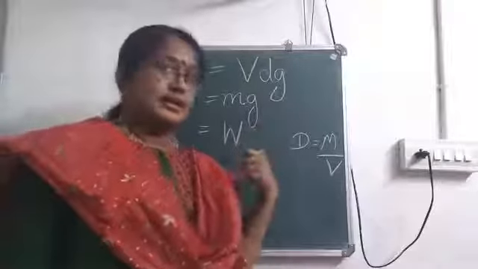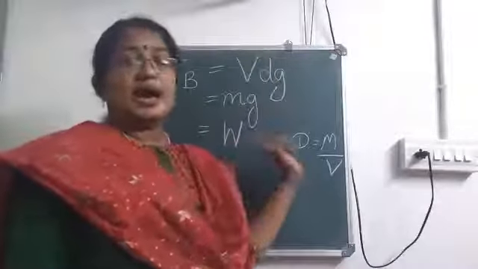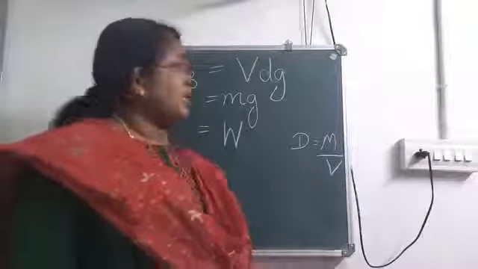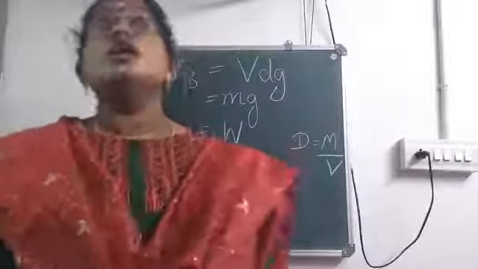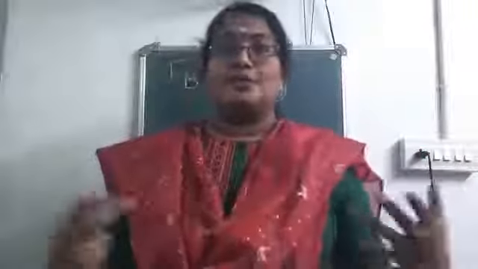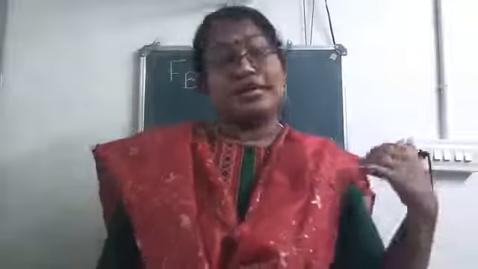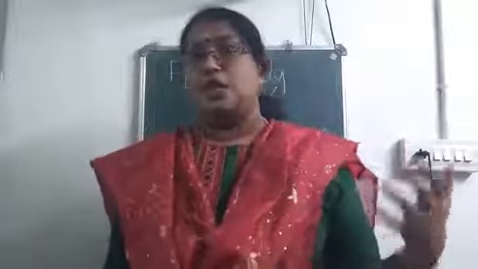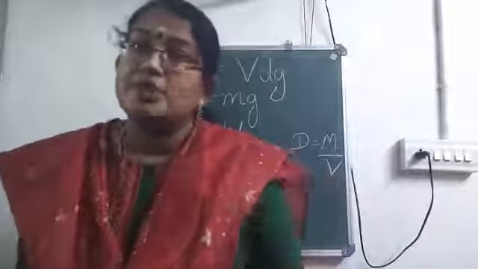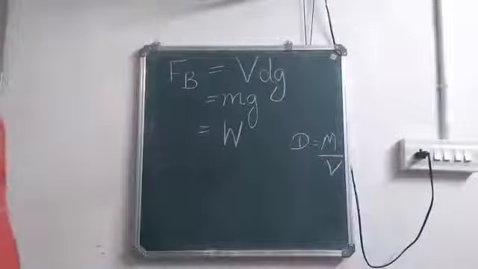So is it clear about the equations? You just study these two equations. Upthrust is equal to VdG, then upthrust is equal to weight of the liquid. How much liquid will be displaced, which is equal to the volume of the immersed part of the body. So upthrust is equal to weight of the liquid displaced by the immersed part of the body.